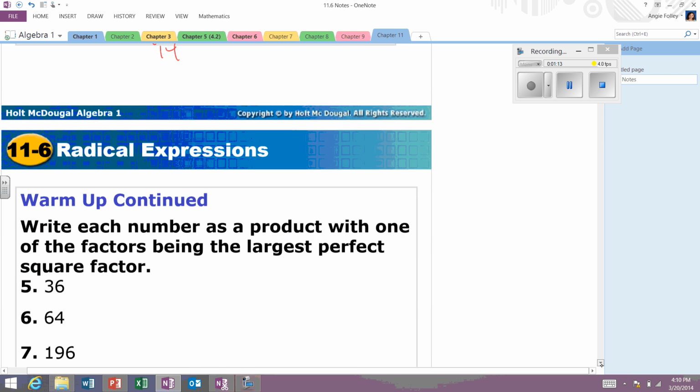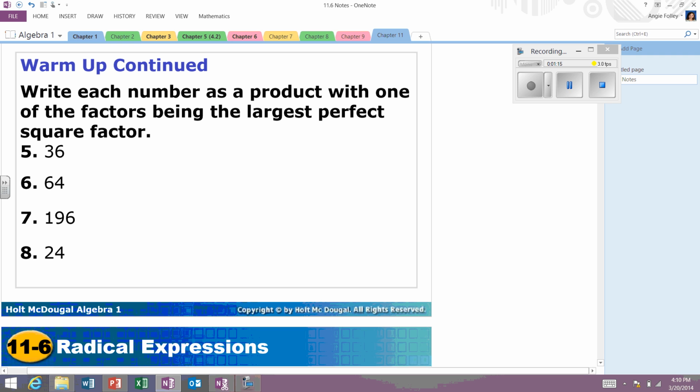Okay, so the next part of the warm-up said to write each number as a product with one of the factors being the largest perfect square factor. Okay, so what it's trying to say here, this is a little tricky, is can you split this up into anything that has a perfect square within it? The way this is worded is a little weird.